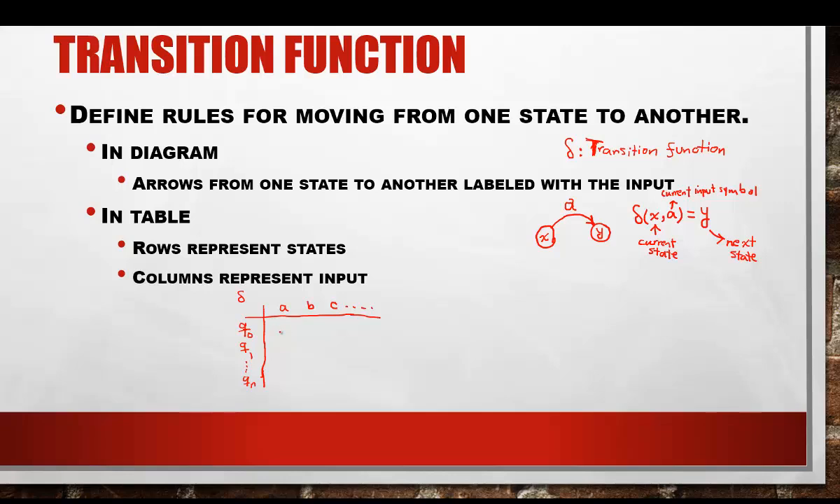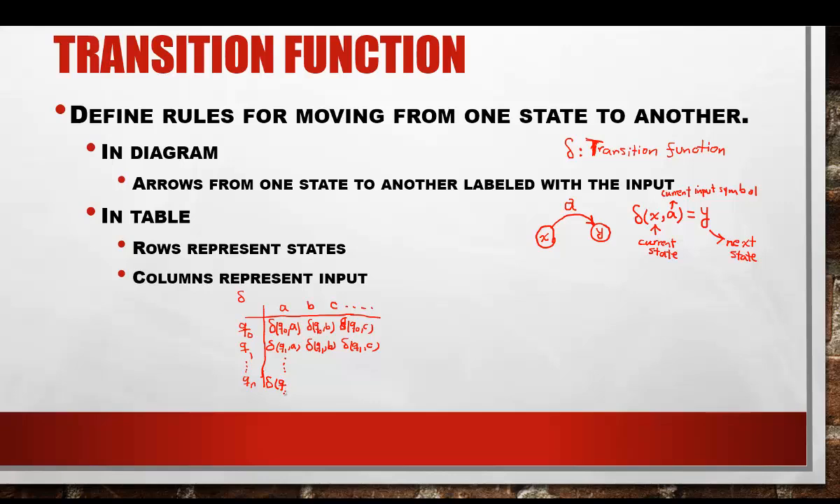And then the elements of this table will be my transitions. So delta of q sub 0 comma a, delta of q sub 0 comma b, delta of q sub 0 comma c. The second row will be delta of q sub 1 comma a, delta of q sub 1 comma b, delta of q sub 1 comma c, and so on and so forth.